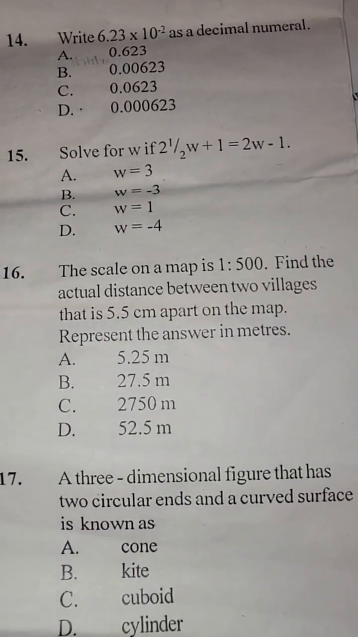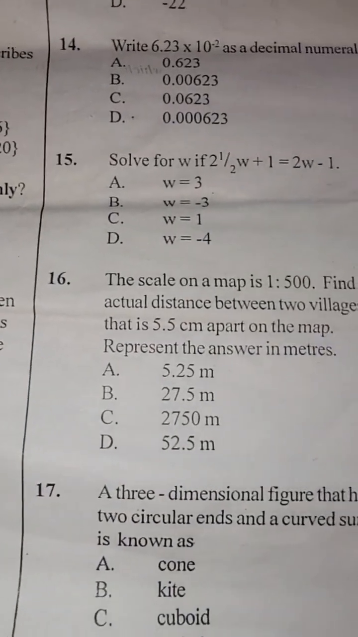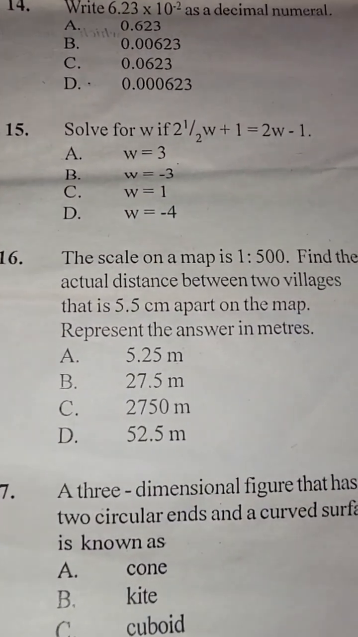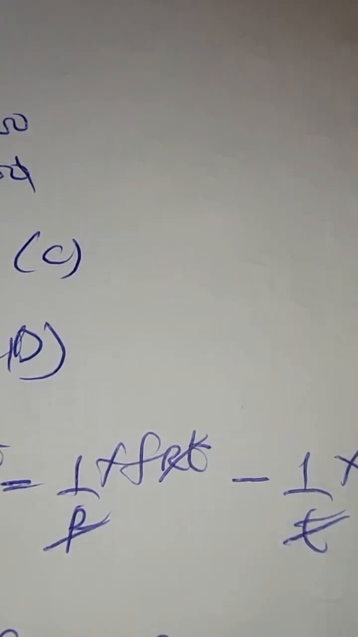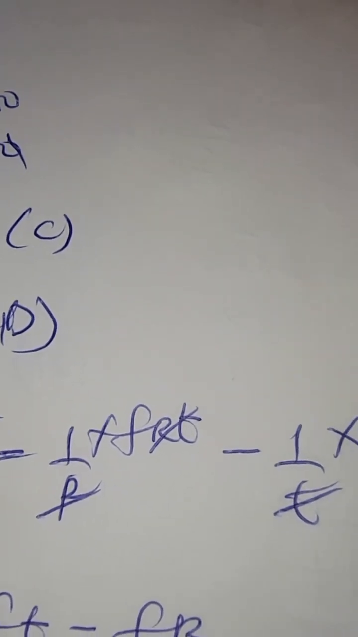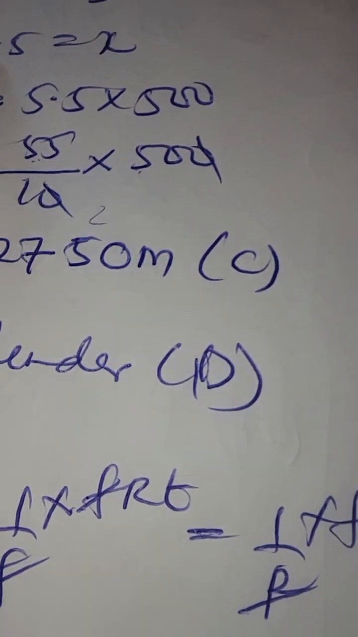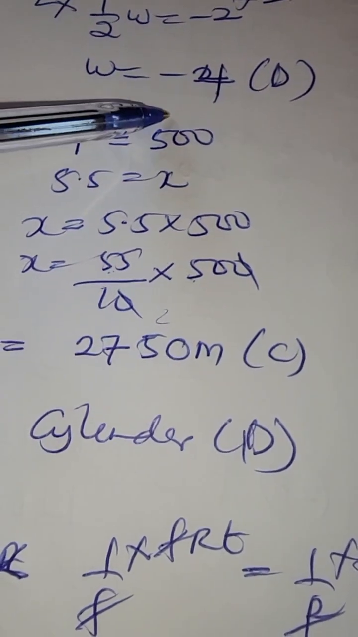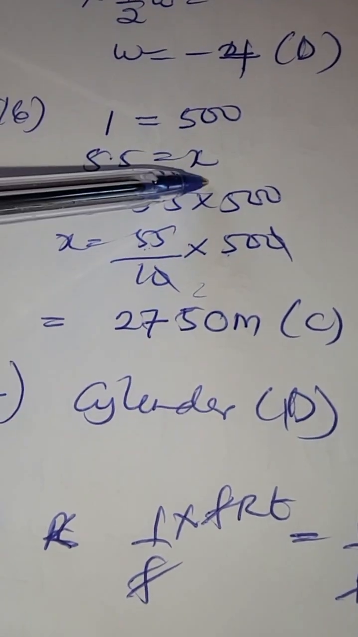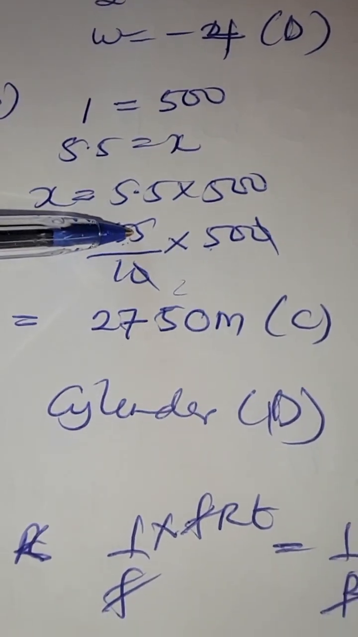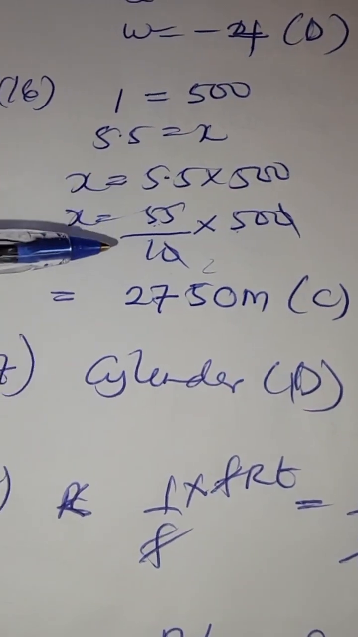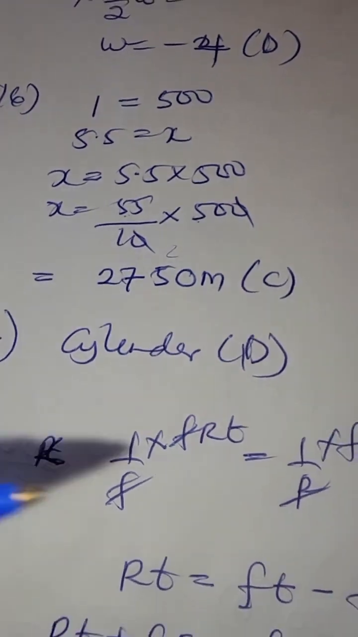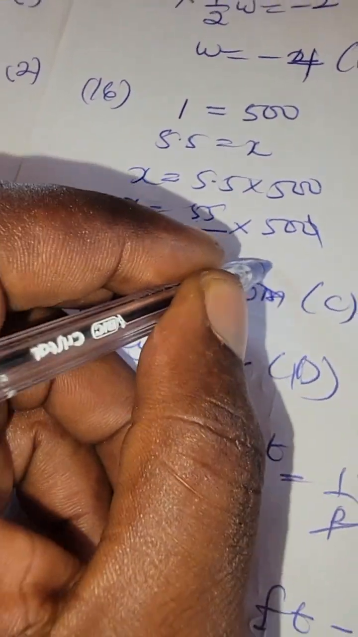The scale is 1:500. The actual distance between the two, you find it if they are 5.5 cm apart on the map. So 1 is 500, so 500 is equal to x. So cross multiply. So you have 5.5 times 500. I change to fraction, this goes off. 55 times 50 is 2750. And don't forget, this is in cm.